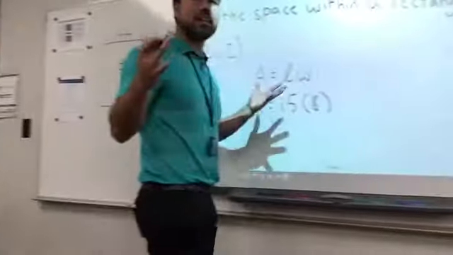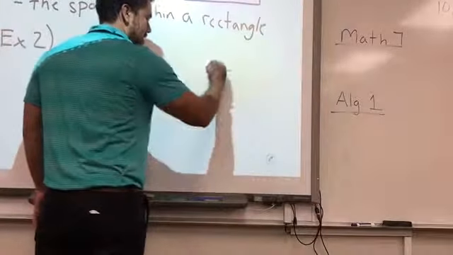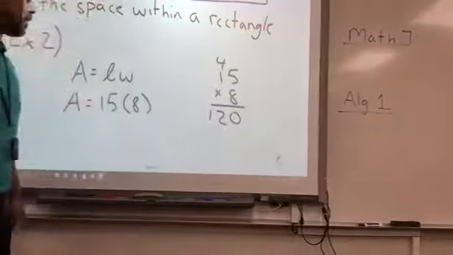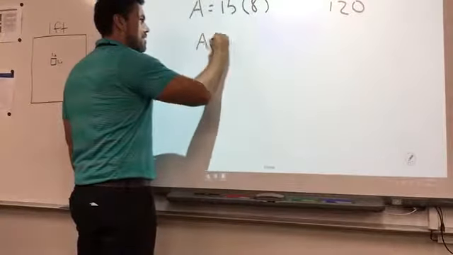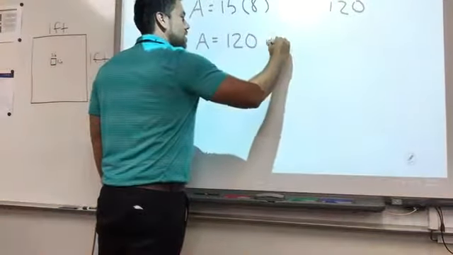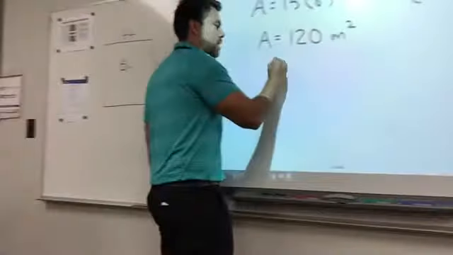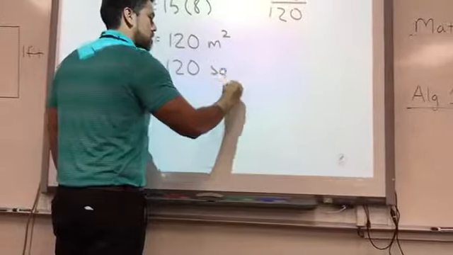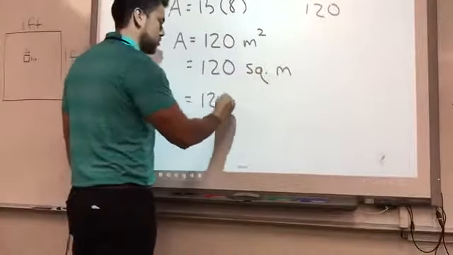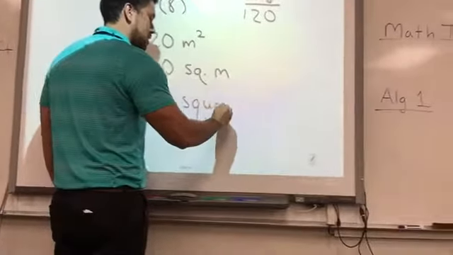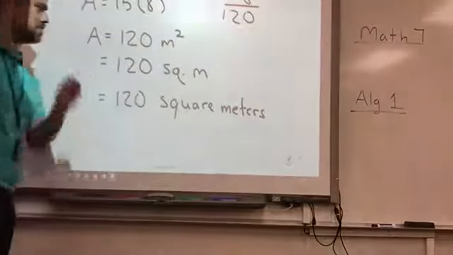Multiply them. And you're like, Mister, I can't do that in my head. That's okay. You do this. 15 times 8, and you should get 120. Very close. Square meters. Yeah, you can write S cubed. So I'll show you how you write it. There are many ways to write it, and I will see which one you guys are more comfortable with. I prefer the M2.